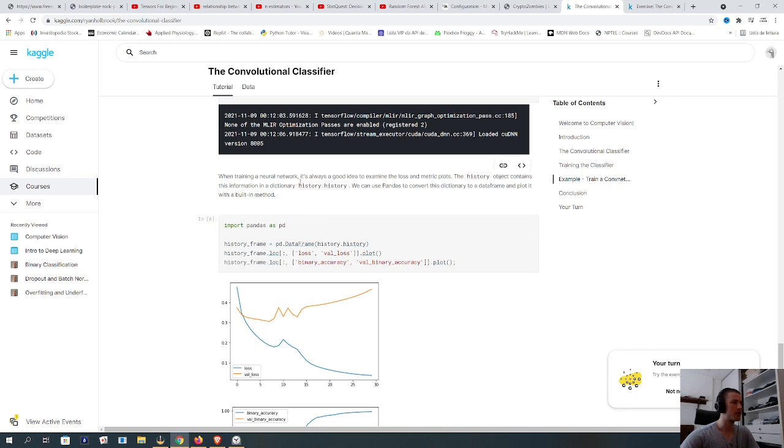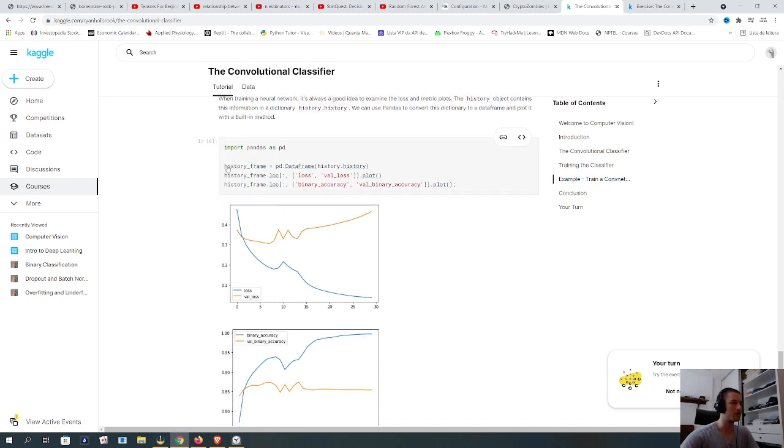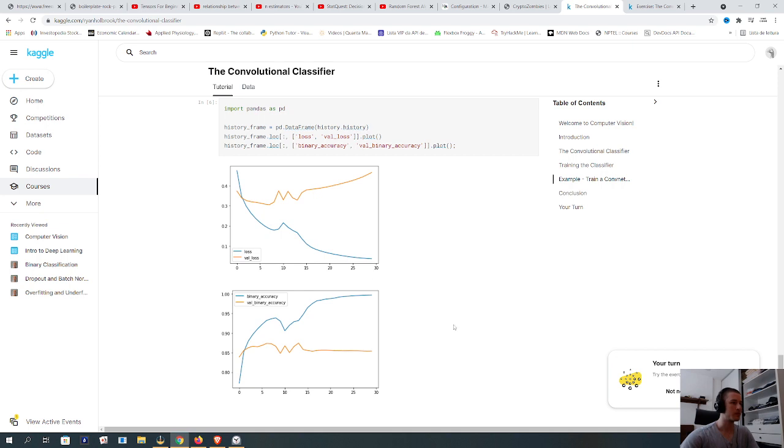When training a neural network, it's always a good idea to examine the loss and metric plots. The history object contains the information in a dictionary. You can use pandas to convert it. So here's the analysis. Here it seems like it's overtraining. Maybe.